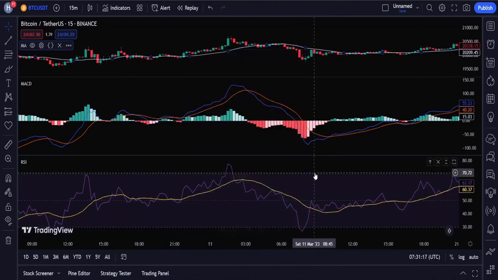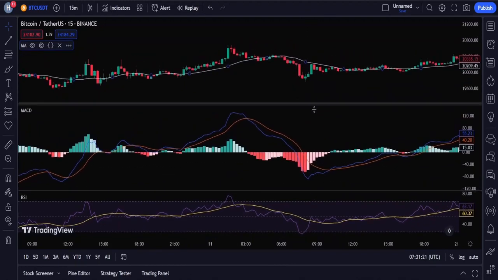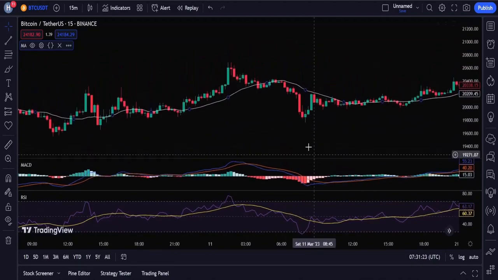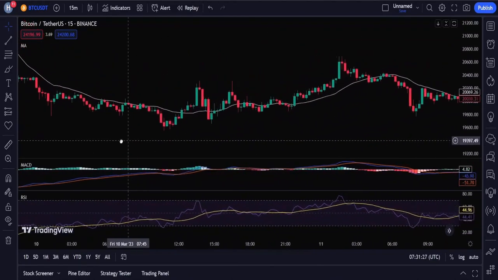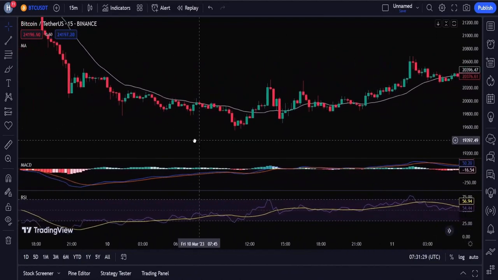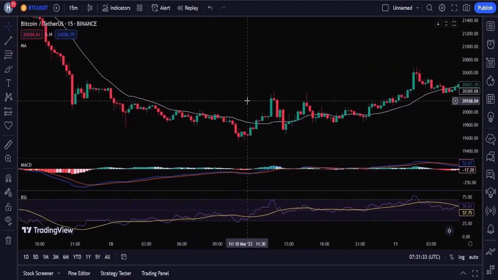Traders use moving averages to identify potential trend changes and to determine support and resistance levels. For example, if the stock price is above the moving average, it may be considered a bullish signal, indicating that the stock is in an uptrend. And if the stock price is trading below the moving average, it may be considered a bearish signal, indicating that the stock is in a downtrend.